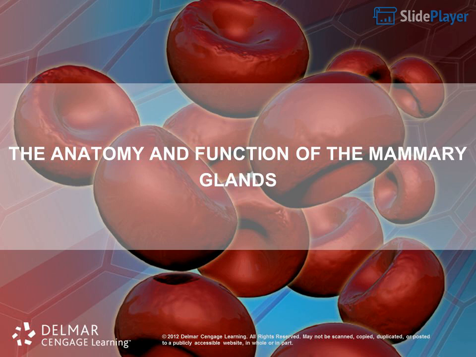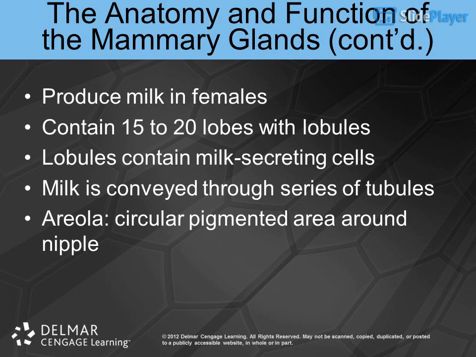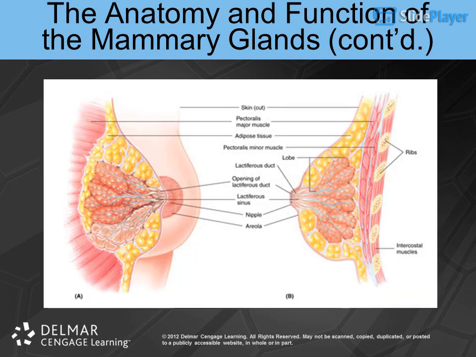The anatomy and function of the mammary glands. They produce milk in females and contain 15 to 20 lobes with lobules. Lobules contain milk-secreting cells. Milk is conveyed through a series of tubules. The areola is the circular pigmented area around the nipple.